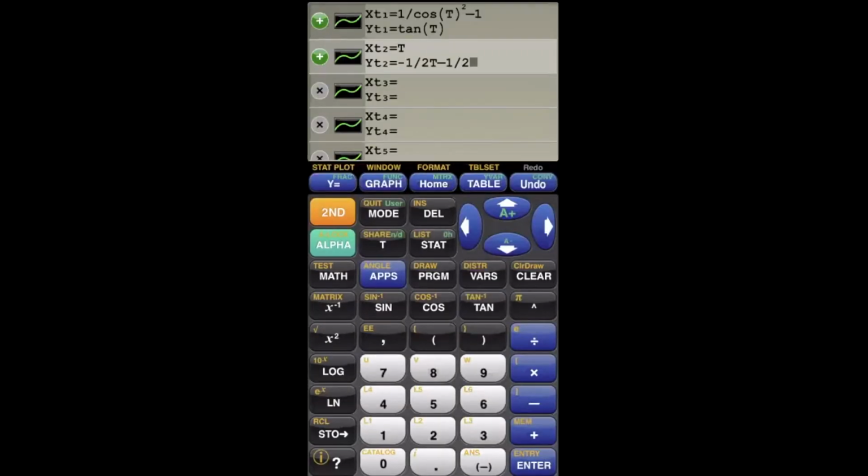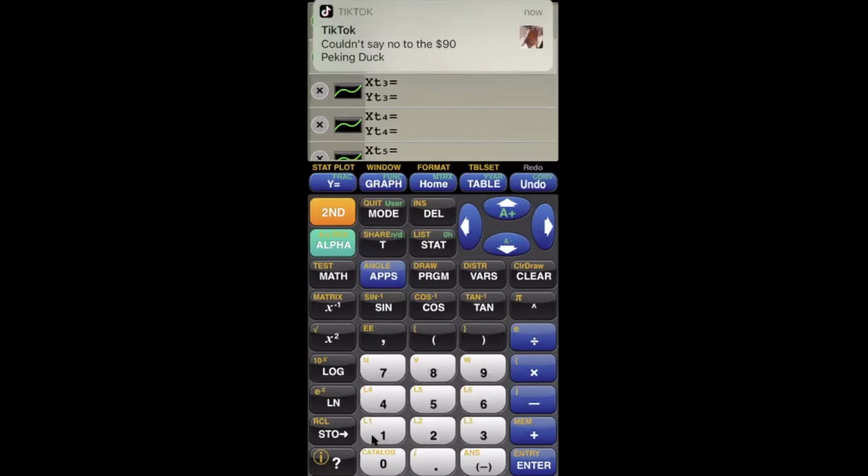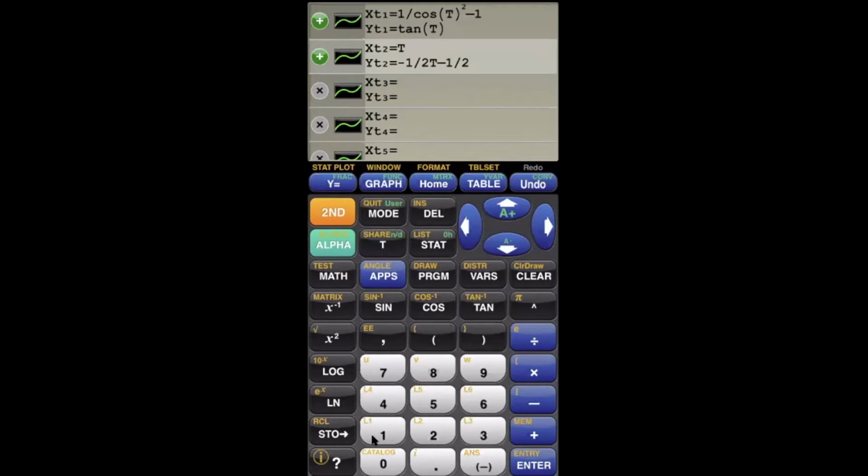So what I decided to do here, I wanted to show you a nice picture of this parametric curve along with the tangent line. So in the first set of parametric equations, I put in our curve. Notice I had to put 1 over cosine t squared instead of secant squared t. And then notice how I input the parametric equations for the line.